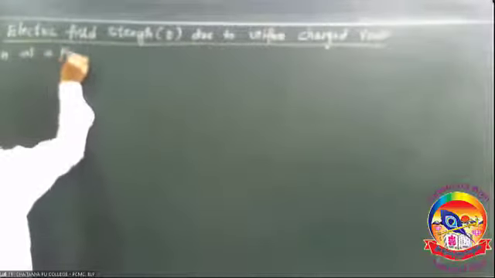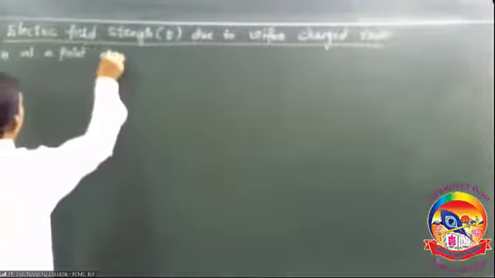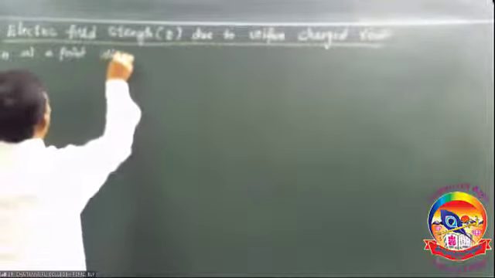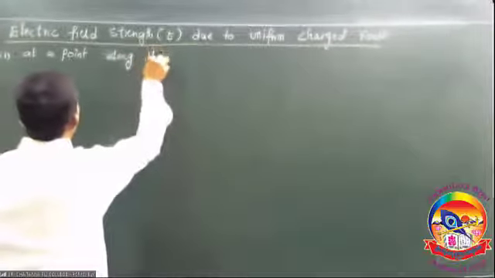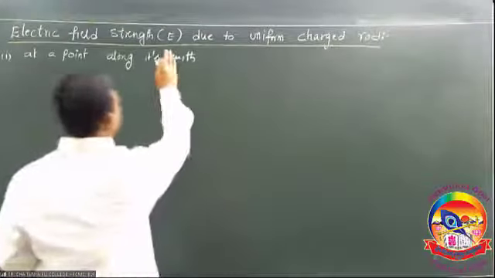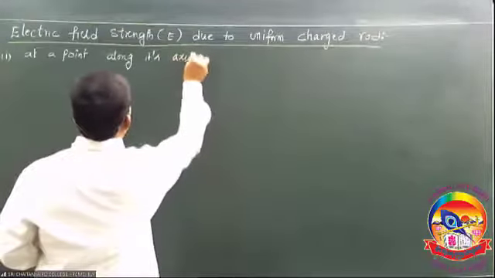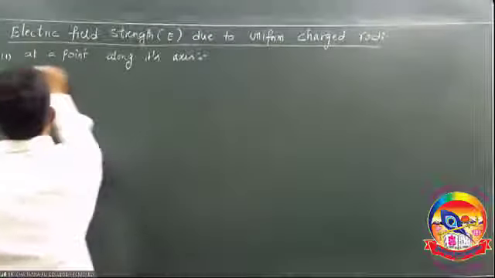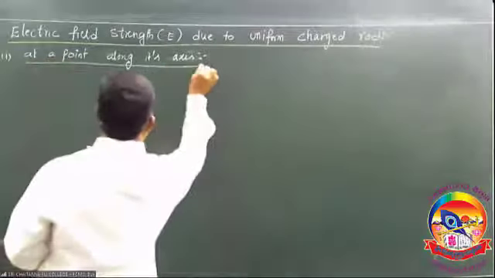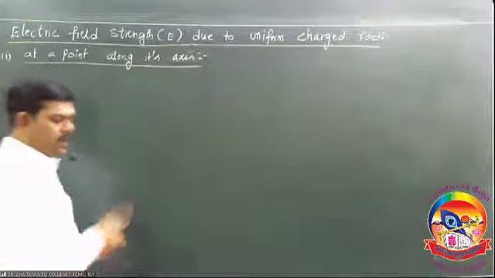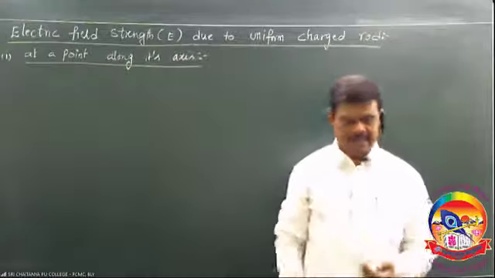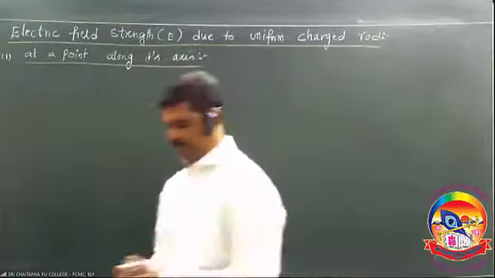At a point along its length, along its axis, you can say. Second one, at a point perpendicular to its length or perpendicular to its axis. Okay, we discuss one by one.